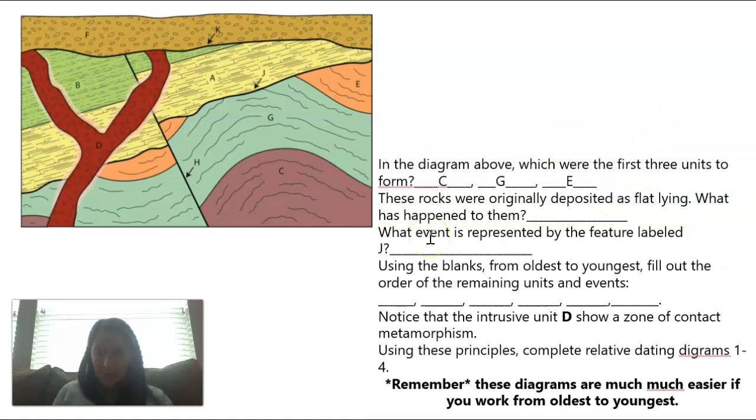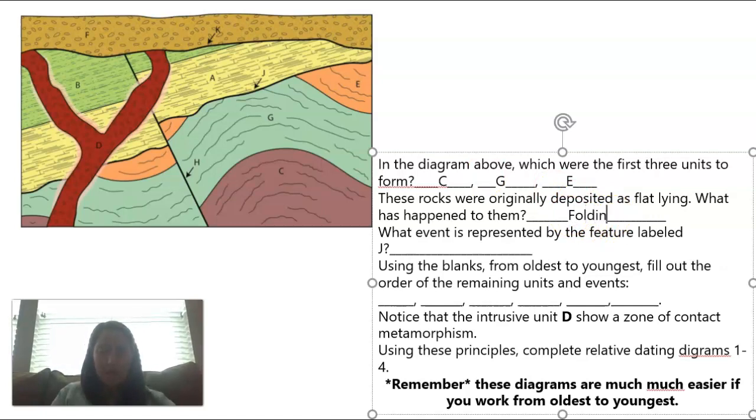Then it says, these rocks were originally deposited as lying flat. That's the principle of original horizontality. What has happened to them? Obviously C, G, and E are no longer flat, but rather they have been folded. So that's what we should answer: they have undergone folding.